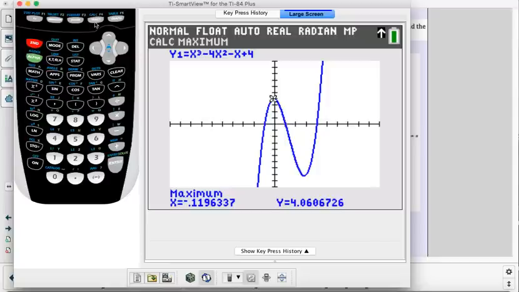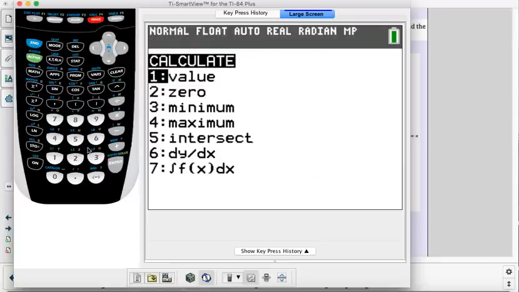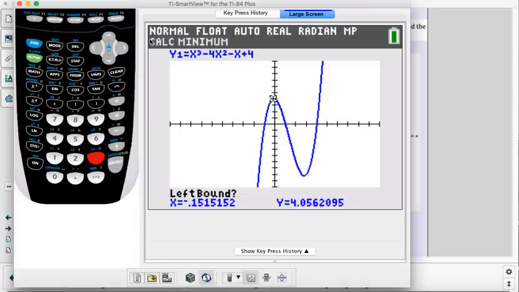But we would do second calc, go to minimum, number 3. We need to be to the left of it. I'm just going to move a little bit closer to my minimum. Hit enter, go to the right. Hit enter and enter. This is one of those things, like, it's hard, but once you do it a few times, you guys, you'll get it down. So please make sure you are practicing. I can't say how important it is you do that.